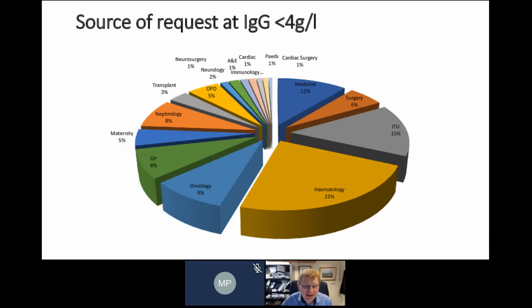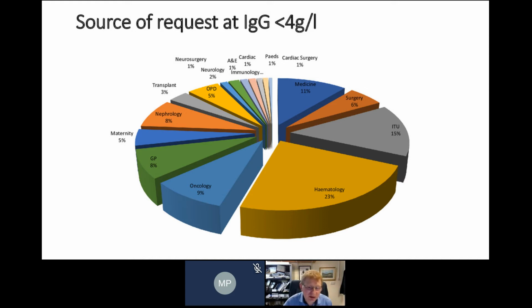So then we increased the stringency and we said, well, what about if we looked at where do the samples that are only less than 4 grams per liter, so more than 2 standard deviations out from the lower limit of normal, where do they come from? Well, again, hematology was there, but what you can see straight away is that surgery, which is the one where maybe you'd expect the IV fluids to happen, was much, much, much diminished.